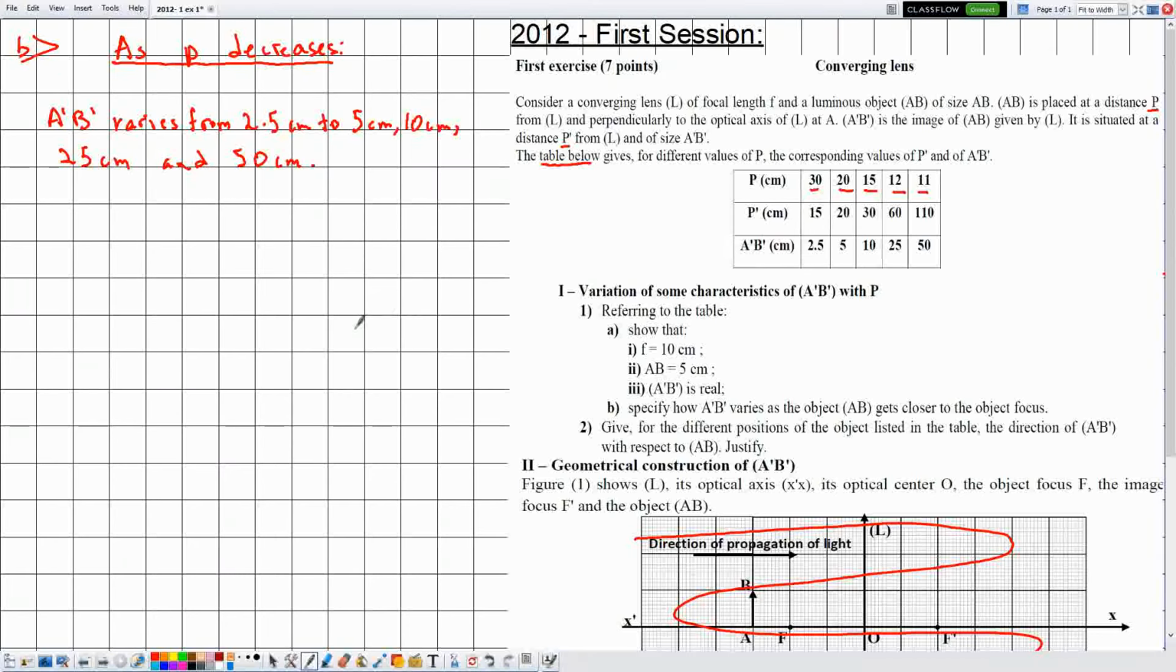Therefore we can say that as the object AB approaches the object focus, which is F, then the size of the image increases.